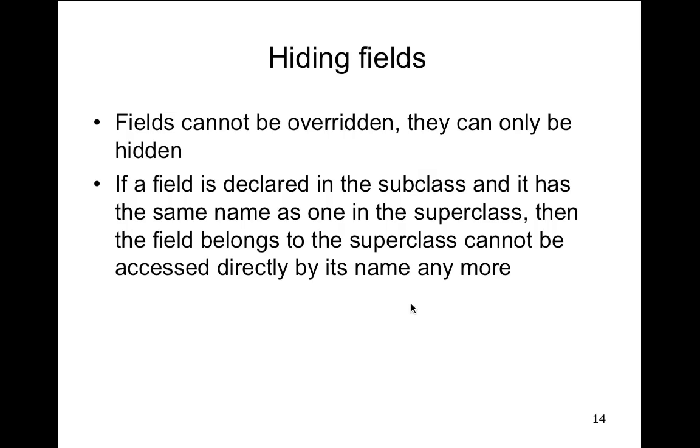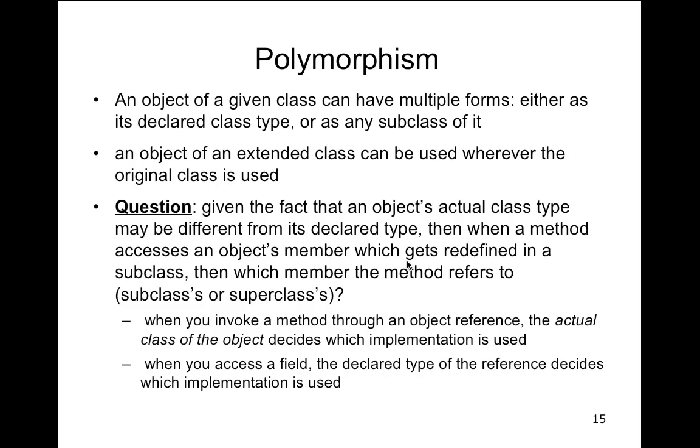Hiding fields. Fields cannot be overridden, they can only be hidden, essentially. So, if the field name is declared in the subclass and it has the same name as the one in the superclass, then the field belongs to the subclass, and the superclass field cannot be accessed directly by its name anymore. It's hidden. So it's really not overriding, it's still there. This is the text I gave you for the previous example about not overriding, but just replacing.